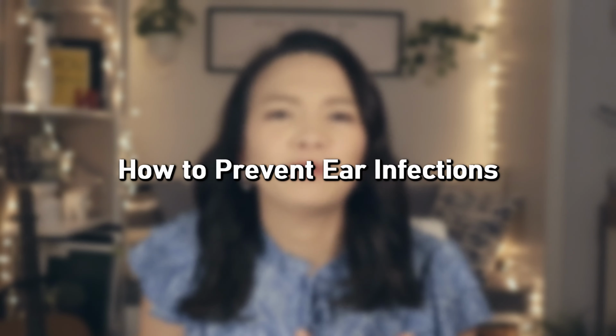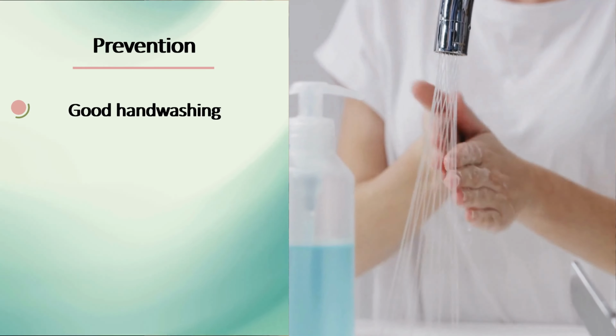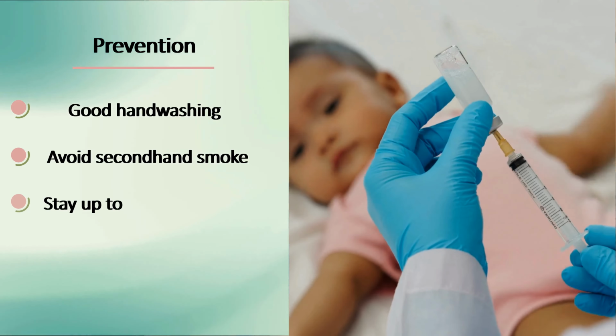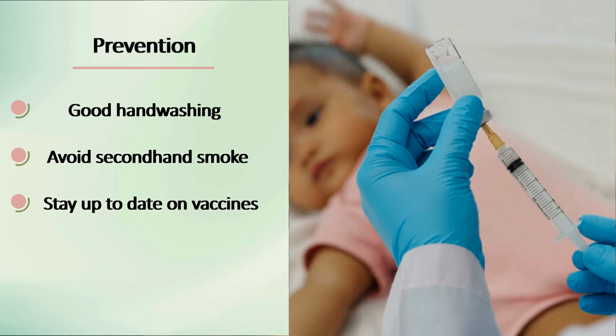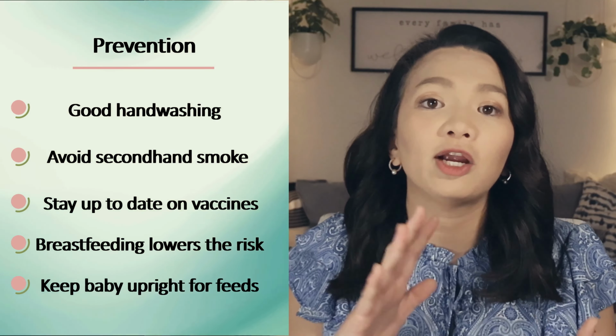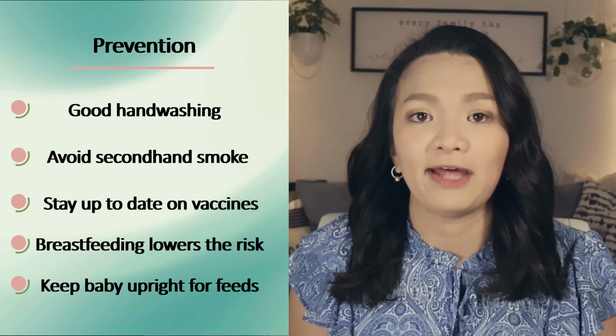So what can you do to prevent them? Number 1 is good hand washing. Number 2 is avoiding secondhand smoke. Number 3 is being up to date with vaccines. Number 4, breastfeeding helps lower the risk. And then number 5, making sure that they're upright after feeding and not laying flat.